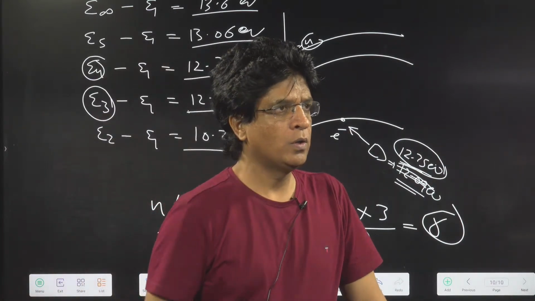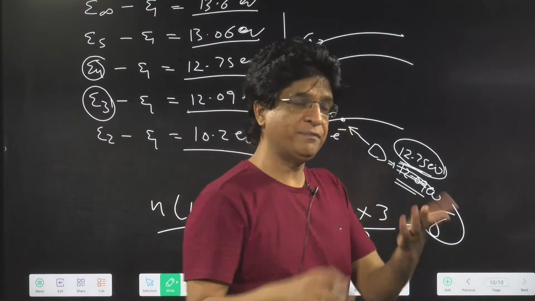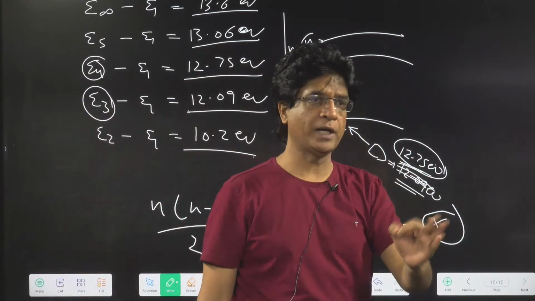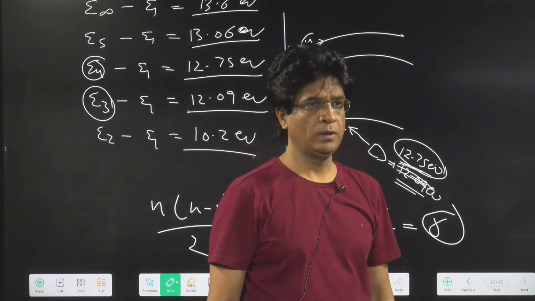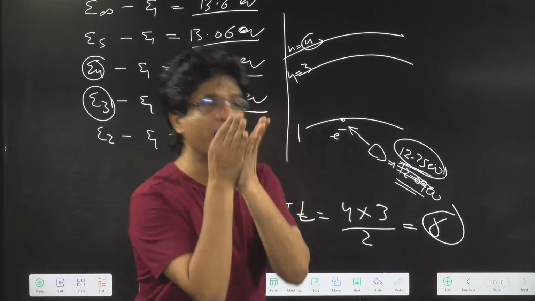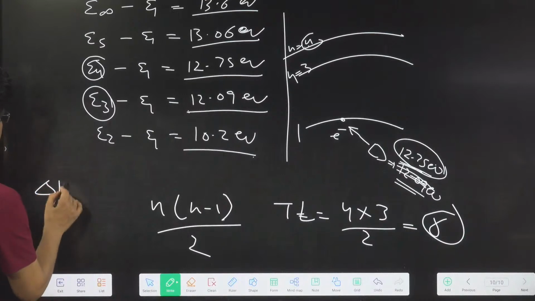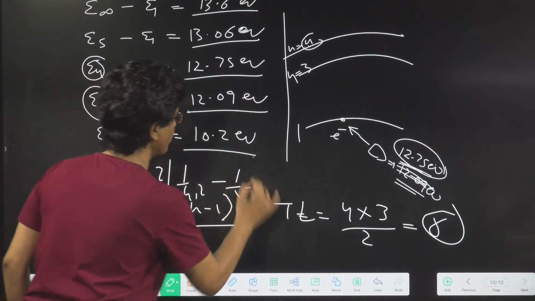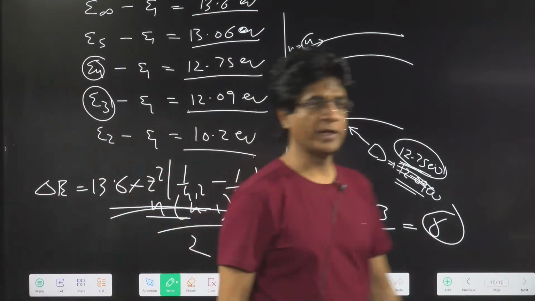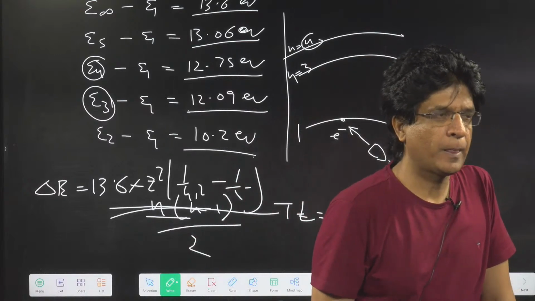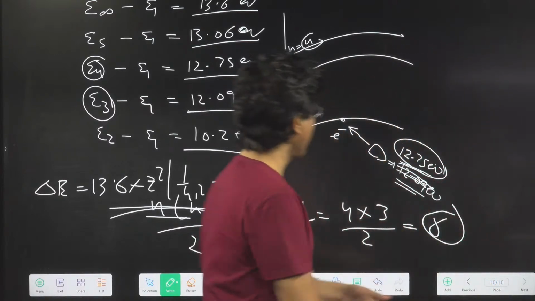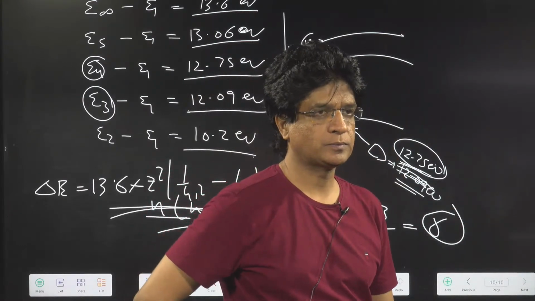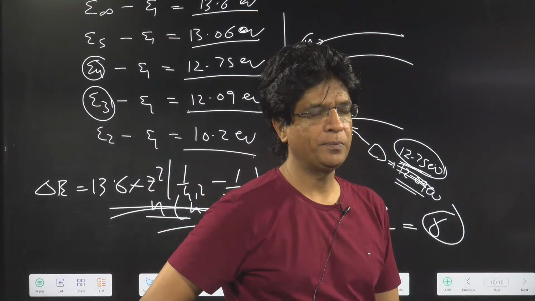So any question they ask you, if you do not know this thing, it will be a very difficult task to handle that question. Because the only formula available for you will be delta E is equal to 13.6 into Z square, 1 upon n1 square minus 1 upon n2 square. This too will be extremely difficult now. This way you will get the answer in an instant, and it will empower you.